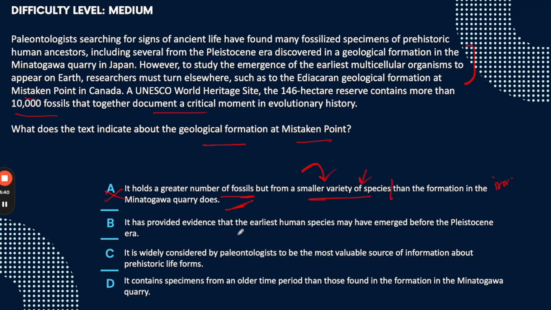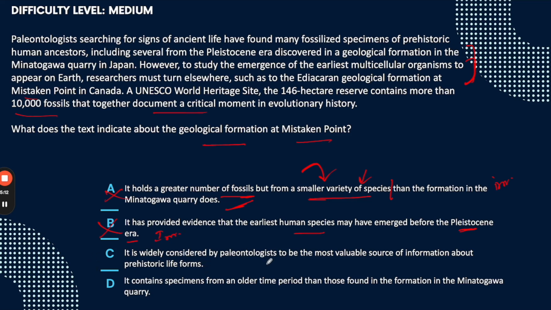B. It has provided evidence that the earliest human species may have emerged before the P era. Is this location talking about the era that they must have emerged, the earliest human species must have emerged? No, right? We're not talking about when they emerged. It's more about if you want to know more about them, you go to this place. It's not about when, it's about where. So let's look at C. Now again, B is irrelevant.